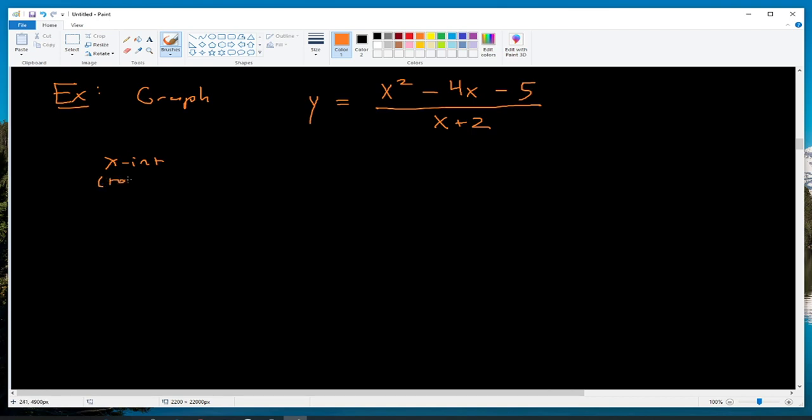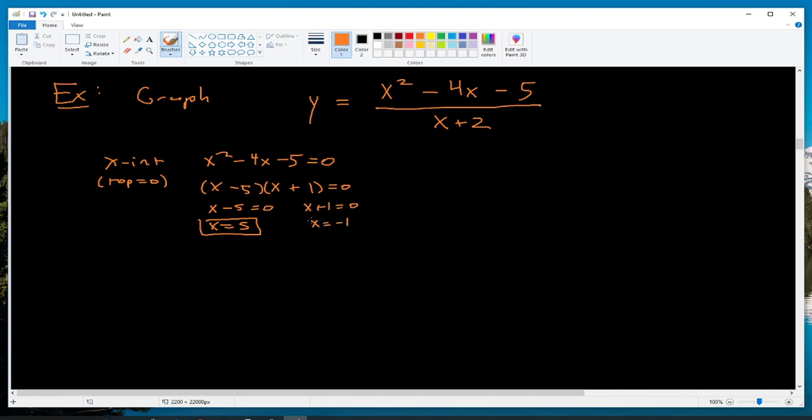So this is what makes the top equal to 0. The top is x squared minus 4x minus 5. Unlike the previous ones, I can't just look at this and tell what it is, so I'm going to need to factor it. I set the top equal to 0. It's going to be a -5 and a +1, so I get x minus 5 equals 0, which is x equals 5, and I get x plus 1 equals 0, which says x is -1. So for this one, I got two x-intercepts.